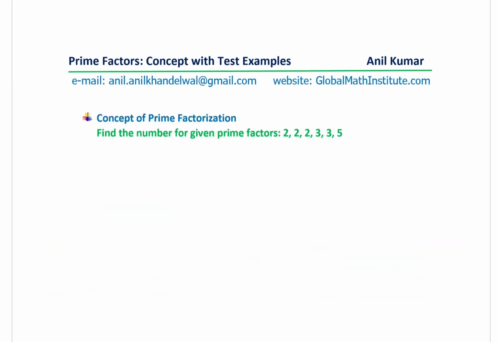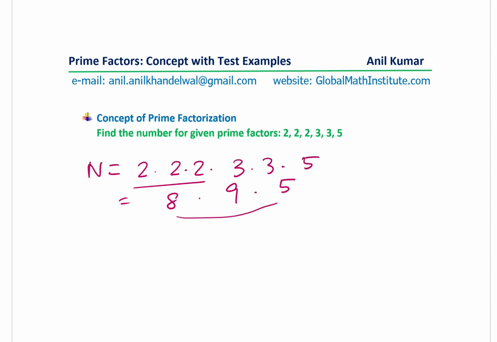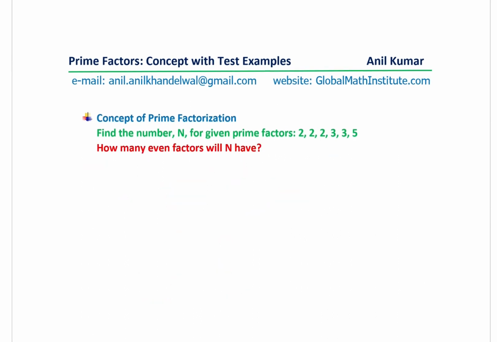Next example. Concept of prime factorization. It says find the number for given prime factors. So we are now given the prime factors, right? So the number basically is the product of all the prime numbers. It is 2 times 2 times 2, 3 times 3, times 5, right? This number is 8, this number is 9, this is 5. When you multiply, it's better to multiply this first. It is 40 times 9, and we get the number as 360 as our answer. Is that clear to you? Correct? So I hope you have understood the concepts.